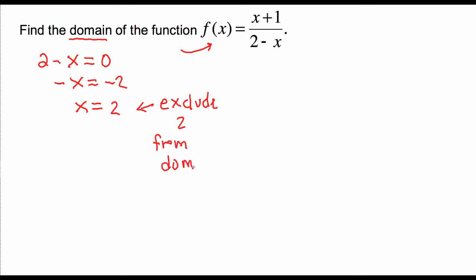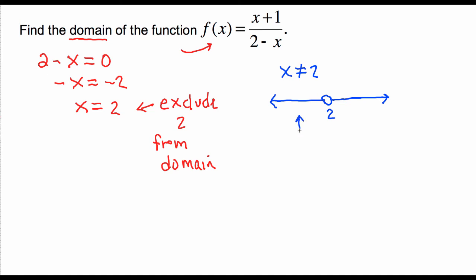Now, when I exclude 2 from the domain, you're probably thinking, well, that just means x is not equal to 2, which is absolutely correct. So if I want to write my domain in terms of intervals, I'm just going to picture a very basic number line with an open circle at 2, and we won't include it.